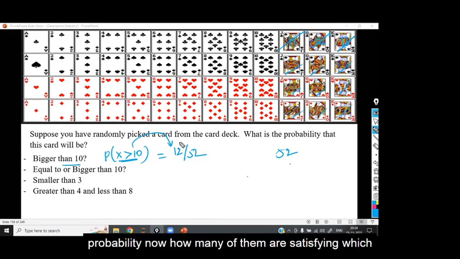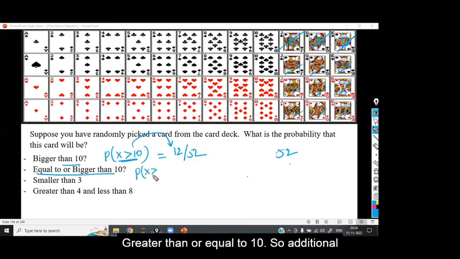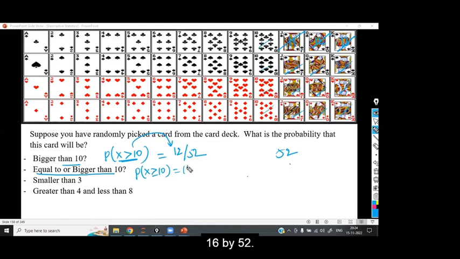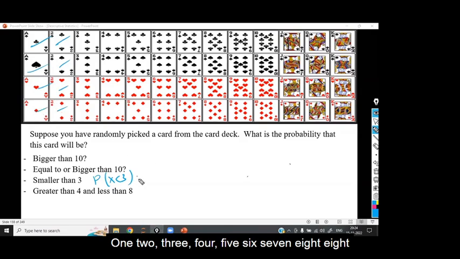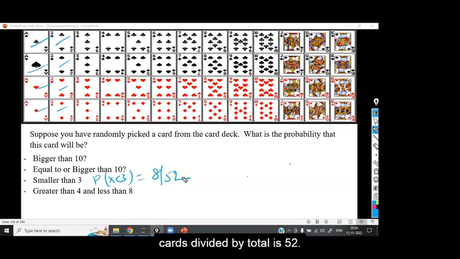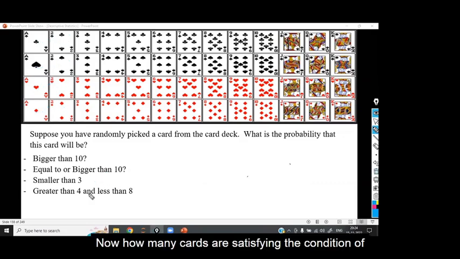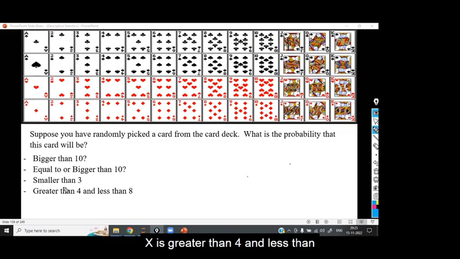Is that clear? Probability. Now, how many of them satisfy greater than or equal to 10? Additionally these 4 cards will be added. That is 16 by 52. How many cards satisfy less than 3? 1, 2, 3, 4, 5, 6, 7, 8. 8 cards divided by a total of 52. Now, how many cards satisfy the condition x is greater than 4 and less than 8? That is 5, 6, 7. 12 by 52.